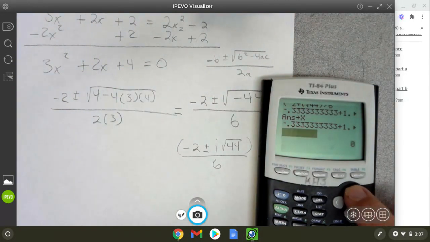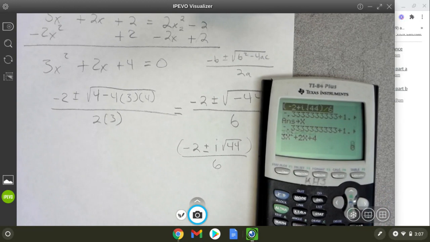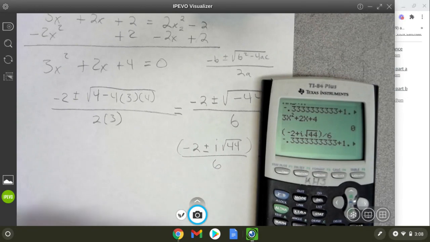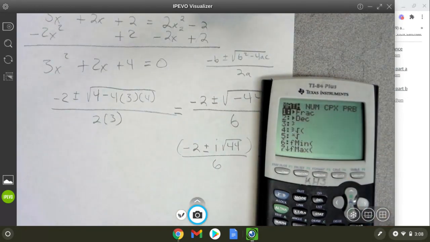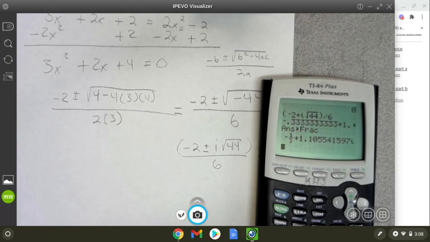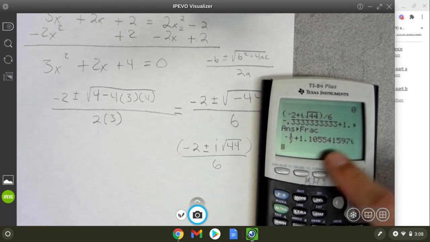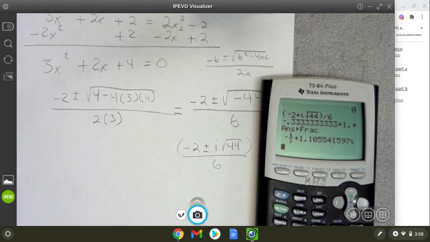Another thing, let's see here. So you know how we had the decimal answer? If you wanted to get back to the fraction answer, you can go to math and then frac. Yeah, and it has this problem over on the complex number side. So just wanted to make sure you know about that. It's not bad, but because of that square root of 44 over 6, that's why you end up with that decimal part at the end. That's still messy.